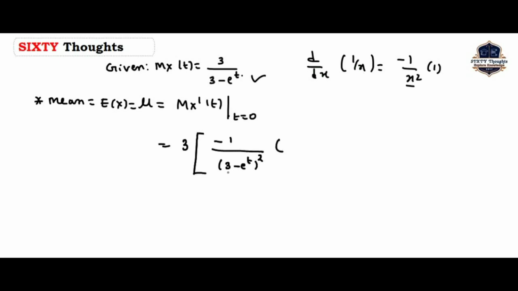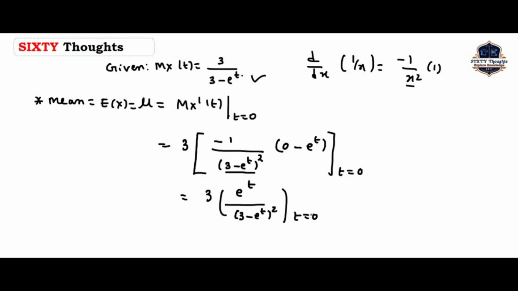Once again, differentiate with respect to t here. When you differentiate the constant, it is 0. What is the differentiation of e power t? It is e power t. If you simplify this, we get 3 into minus 1 into minus e power t by 3 minus e power t whole square. Okay, substitute t equal to 0. So we can write this as 3 into e power t by 3 minus e power t whole square, substitute t equal to 0.